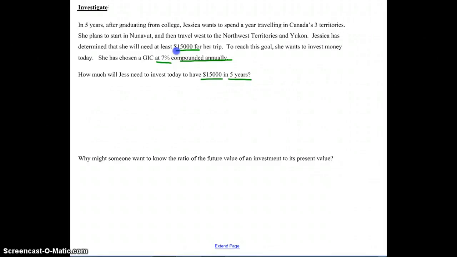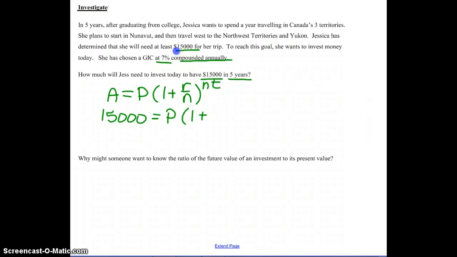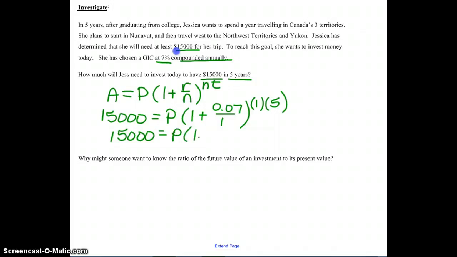So what we can do here is plug these numbers into our formula, which is A equals P(1 + r/n) to the exponent n times t. So we know her time is 5 years. We know A is 15,000. And we're looking for the principal. The rate is 7% compounded annually. We simplify what's in brackets first and then exponents, following BEDMAS rules. So we get 15,000 equals P times 1.07 to the power of 5.